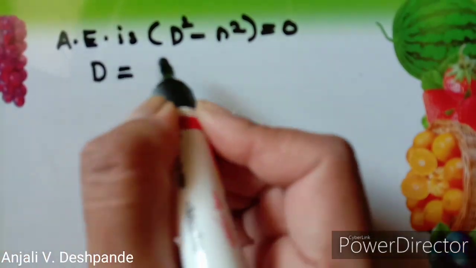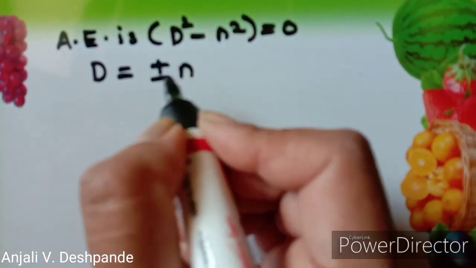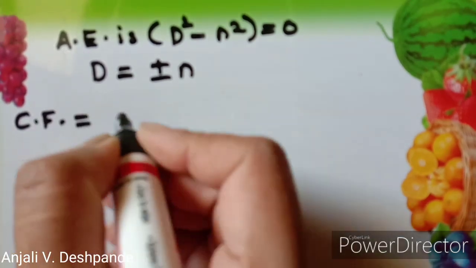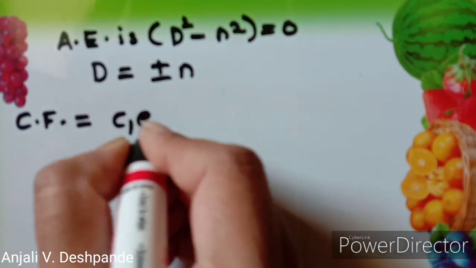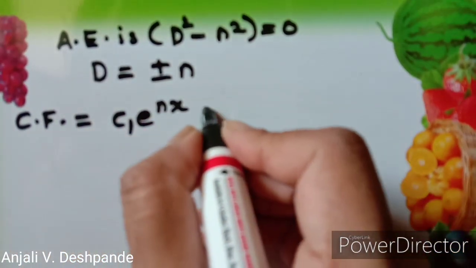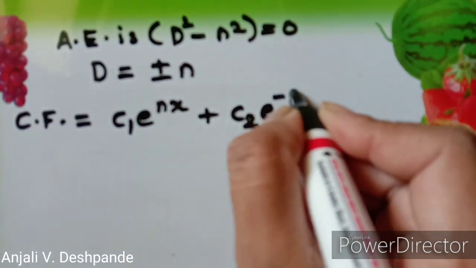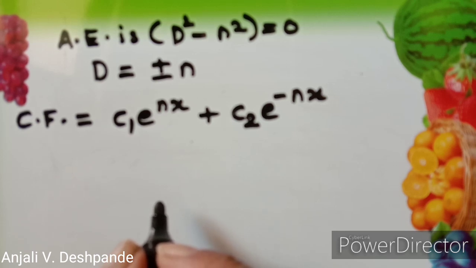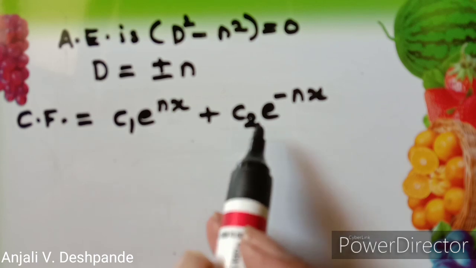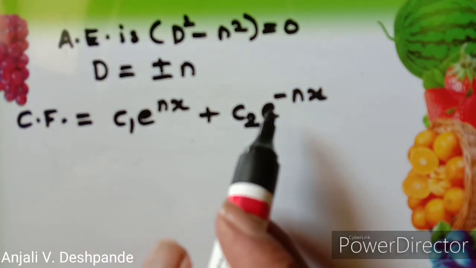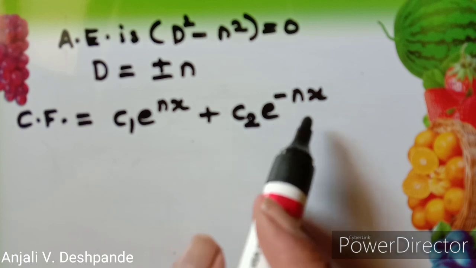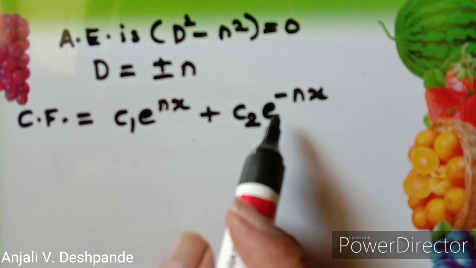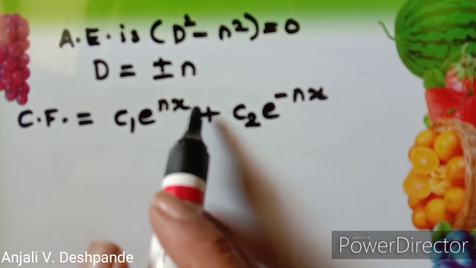So the roots are obviously plus or minus n, and now the CF is equal to C1 e raised to nx plus C2 e raised to minus nx. So this is the CF part. Since it was asked to prove in a certain manner, you can rewind the video and see that we have been asked to prove in the form of hyperbolic function. So therefore I can rewrite this by making use of the hyperbolic function.